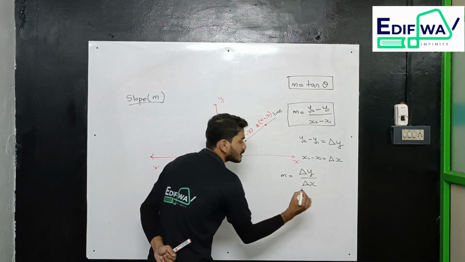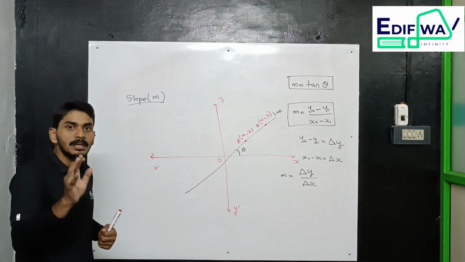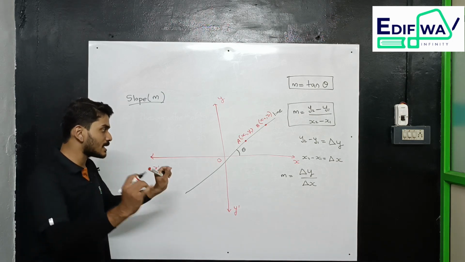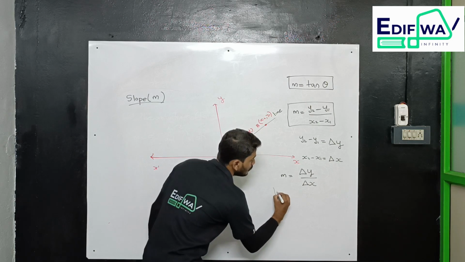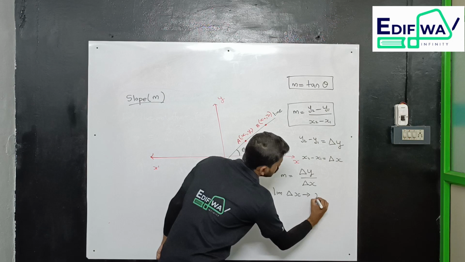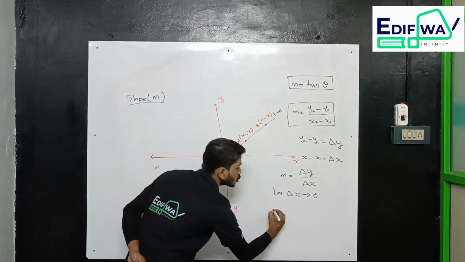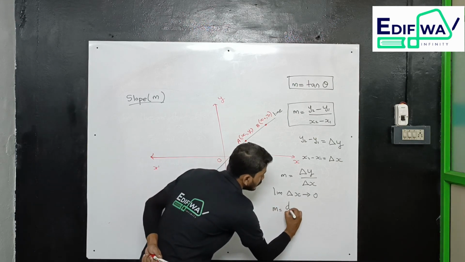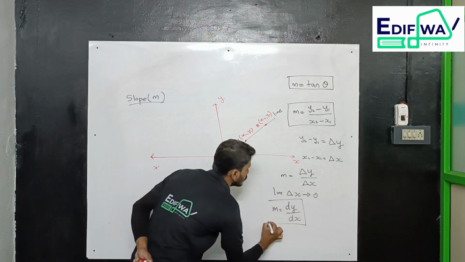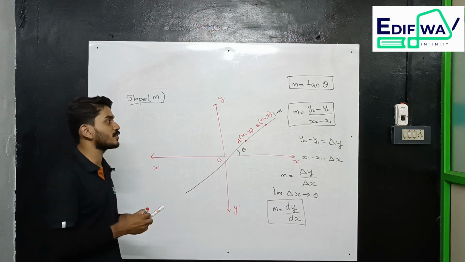Clear? So how can we represent that? That's a concept in mathematics called limit. And you will be learning this limit in your plus 1 mathematics itself. So for now, just understand that as the limit delta x tends to 0, that is delta x is very small, your slope can be written as dy by dx.